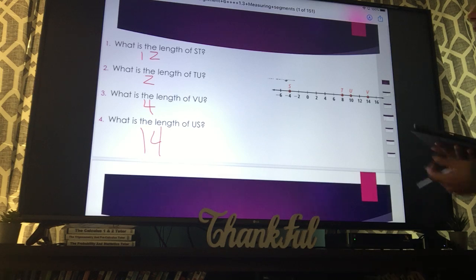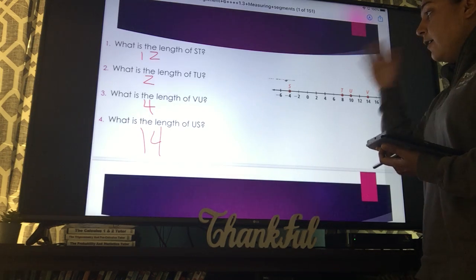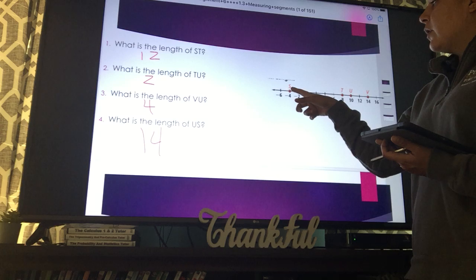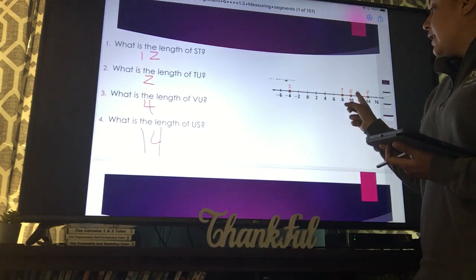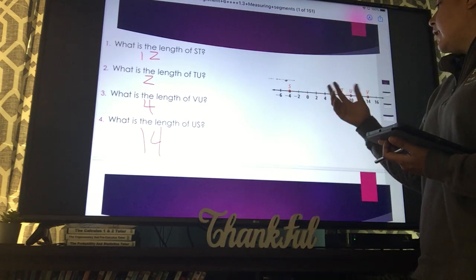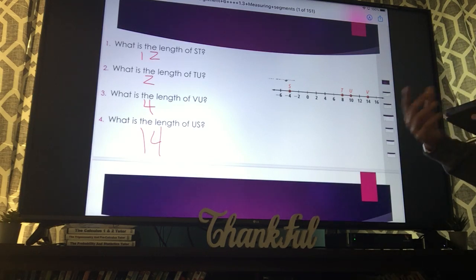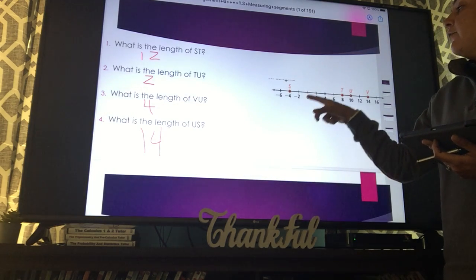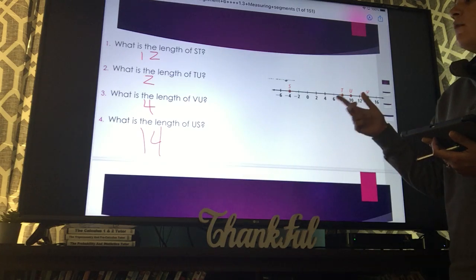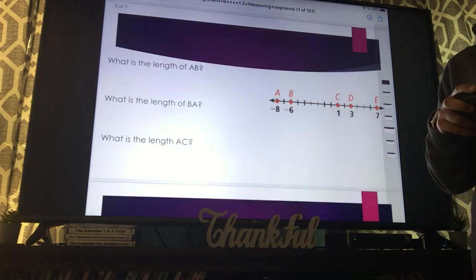Okay? So it's nothing too extravagant. The hardest part is when you have one on a negative, okay? Because some people want to say, well, 10 minus 4, okay? And you need to look at the total distance rather than the number, okay? So negative 4 to 0, and then 0 to 10 would give us that 14, okay?